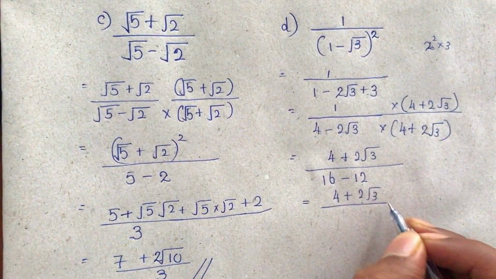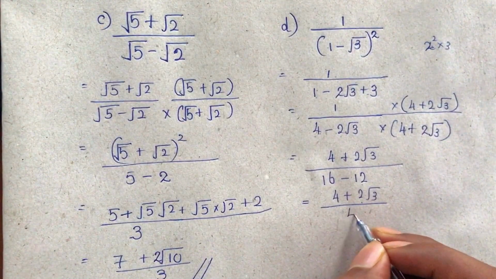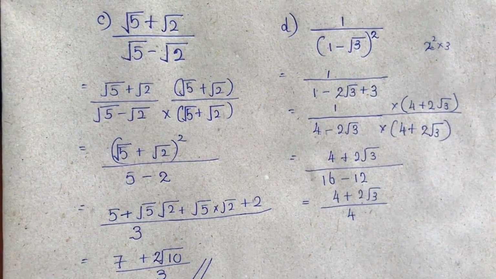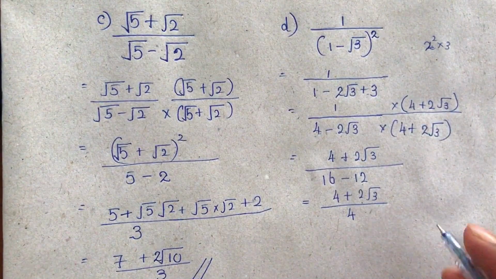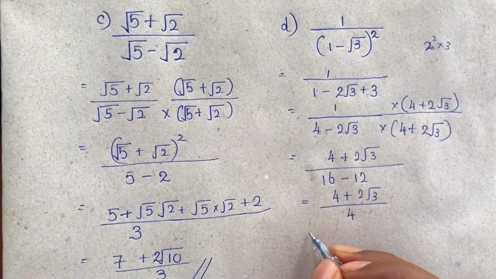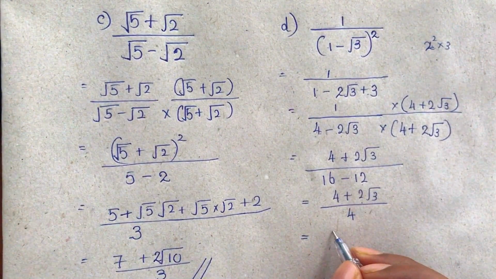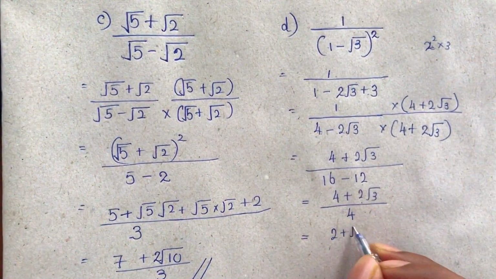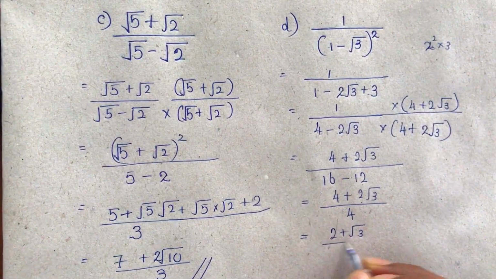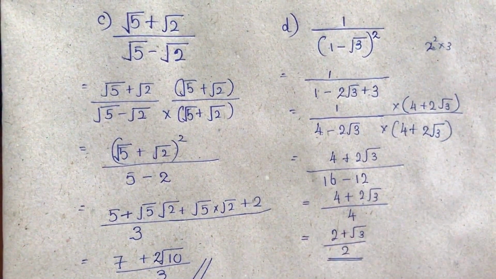Then there is a common factor in top and bottom. It is the number 2. You can cancel the 2 from top and bottom. It remains as 2 plus square root 3 over 2. This is the final answer. This is how to rationalize the denominator.